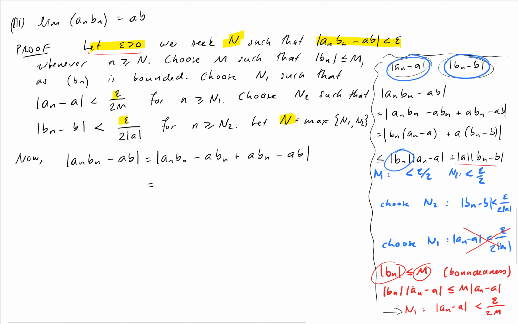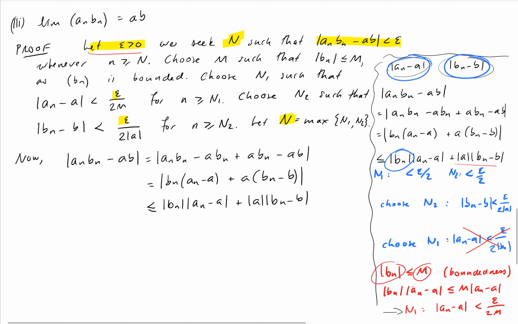equals, this time I will lump the steps together, absolute value of b_n times (a_n minus a) plus a times (b_n minus b), and suddenly this is all looking rather neat and tidy, which is less than or equal to absolute value of b_n, absolute value of a_n minus a, plus absolute value of a, absolute value of b_n minus b. Standard application of triangle inequality to split a sum up into two pieces.